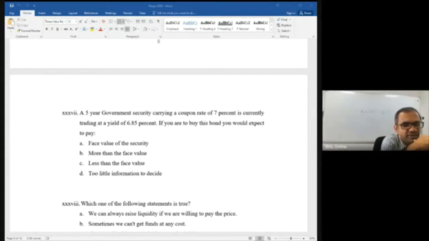Now we have to calculate what the price would be if you are to buy this bond. Assume the bond is just about to be issued, a 5-year bond. Assume annual coupon. That's the only information you need for any calculation: 7% coupon and 6.85 yield. What is the price? Can you do the calculation?